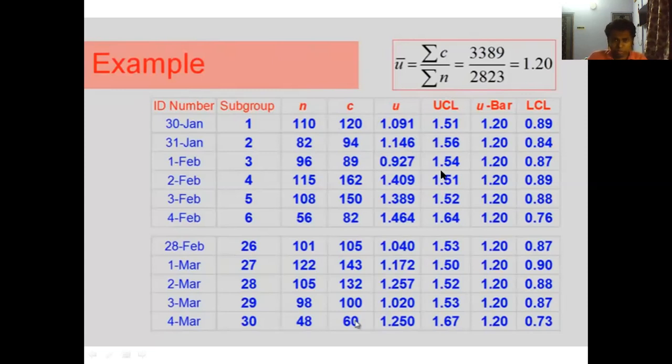Now you should think about your UCL, upper control limit, and lower control limit. Every time, for each subgroup, you can see that your upper control limit will change and your lower control limit will change. This is one very unique property of the U chart. Why will your UCL and LCL change?